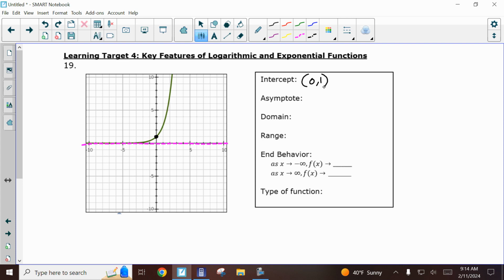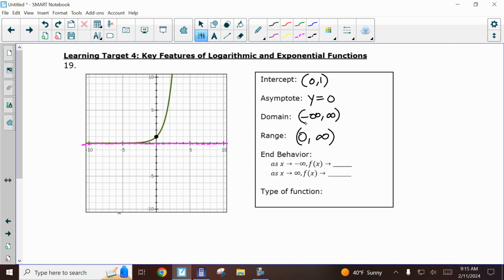Our asymptote, you saw that it was on the x-axis, so that's going to be y equals 0. Now that asymptote is connected to your range. Because it's treated like a border, it can't cross below that dotted line. So that means that our range has to start from 0 and go to infinity. Also, because of the type of function this is, this graph always goes left and it always goes right. So the domain is going to be negative infinity to infinity.